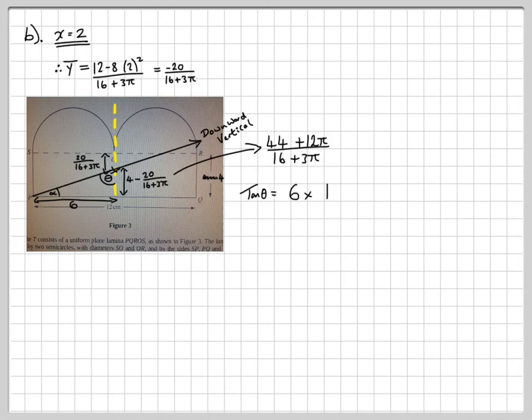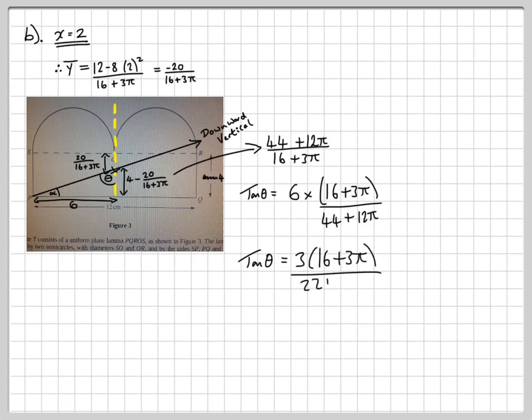Now the tan of theta is equal to opposite over adjacent, so 6 over 44 plus 12 pi over 16 plus 3 pi, but I prefer to think about it as rather than 6 divided by that, 6 times its reciprocal, in the normal way that we would divide by a fraction. And then the rest of this problem is very, very straightforward. It's just a little bit of simplification, so cancel out a factor of 2 from the numerator and the denominator to give us this. Expand the bracket out as a last stage, and you will see that we get the answer that we desired.